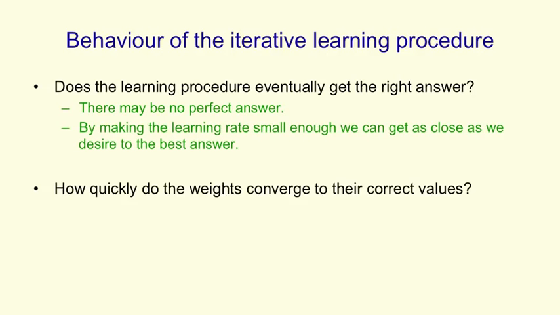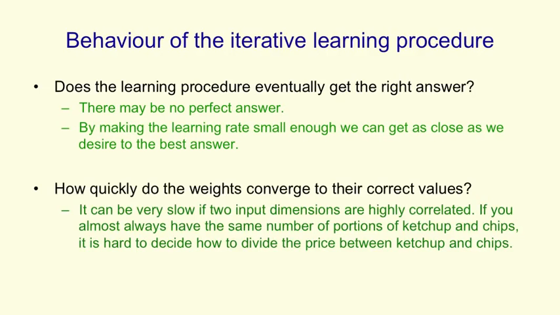Another question is, how quickly do we get towards the best answer? Even for a linear system, this kind of iterative learning can be quite slow. If two input dimensions are highly correlated, it's very hard to tell how much of the summed weight on both of those input dimensions should be attributed to each input dimension. So if, for example, we always get the same number of portions of ketchup and chips, we can't decide how much of the price is due to the ketchup and how much is due to the chips. And if they're almost always the same, it can take a long time for the learning to correctly attribute the price to the ketchup and the chips.